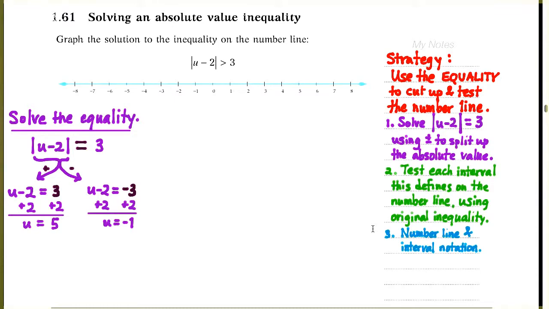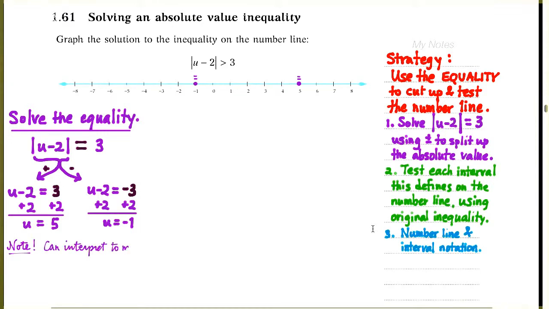So that was the first step. Forgetting for the moment that we started with an inequality, we solved the equation and got these two solutions. I'm going to sketch those right here on the number line and put a little equal sign on top of each of them to remind myself that it's at those 2 points that the absolute value of u minus 2 is actually equal to 3.